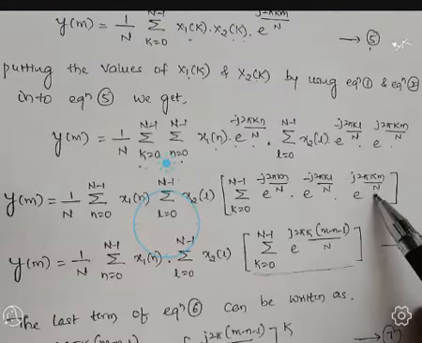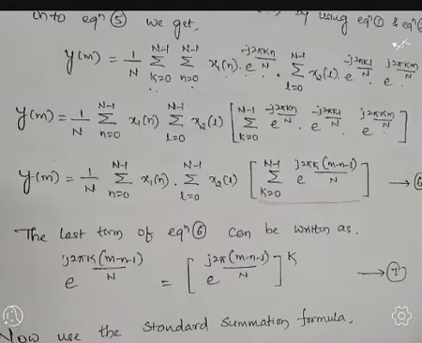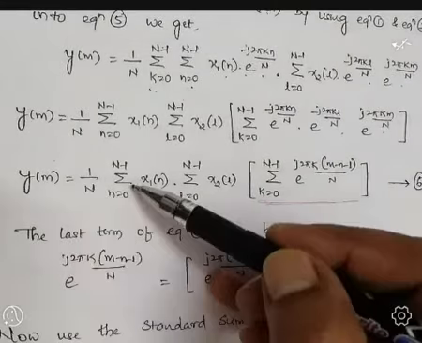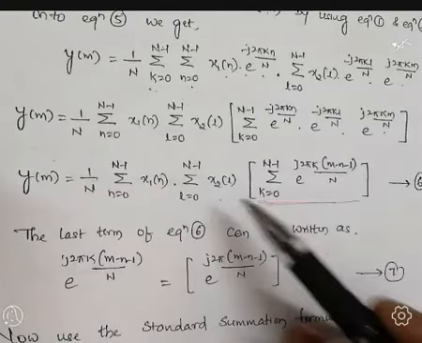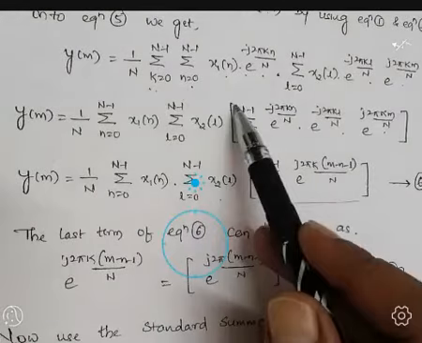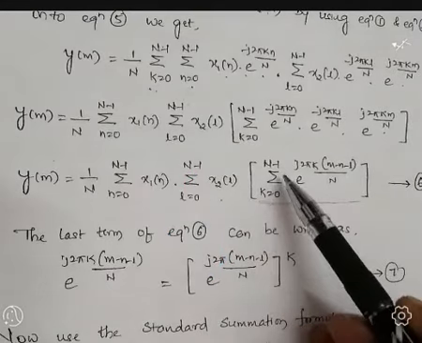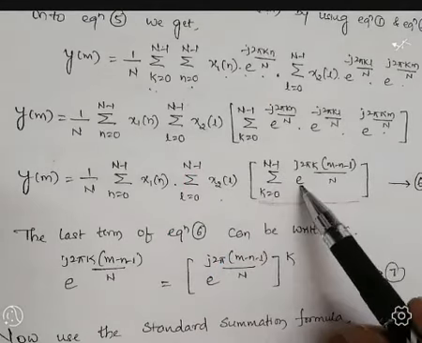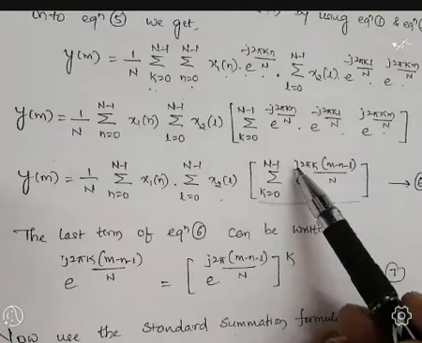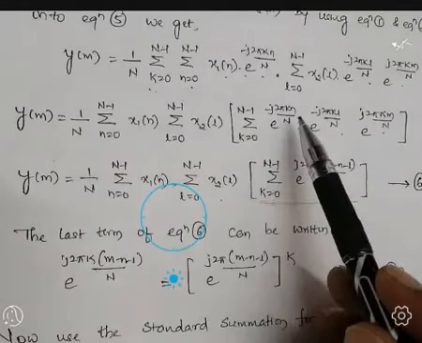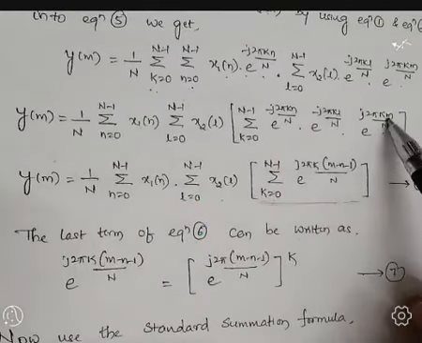Okay. Now take the power terms common. Y of m as it is, that is equal to 1 by n, summation this term as it is. Next, the term which is present inside the square bracket I am going to simplify. Here summation k equal to 0 to n minus 1. Here I have taken e to the power j 2 pi k common. If I take plus j 2 pi k from this one, what is left?